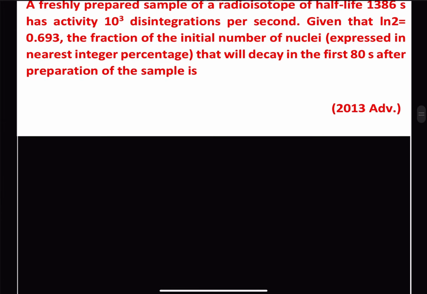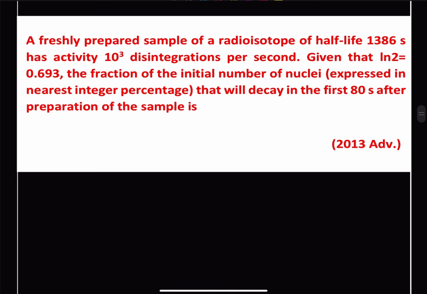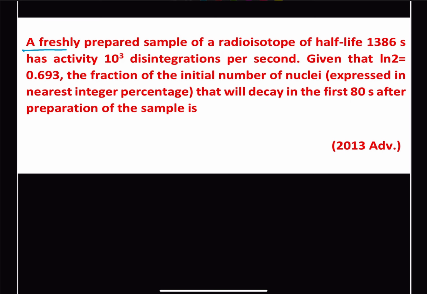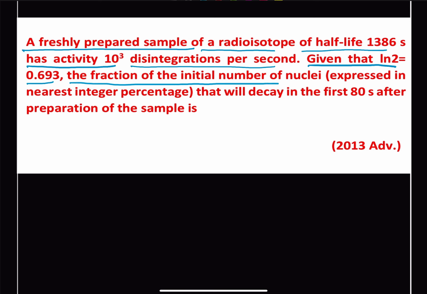Next question, it was asked in the 2013 Advanced, and it states that a freshly prepared sample of a radioisotope of half-life 1386 seconds has the activity of 10 to the power 3 disintegrations per second. Given that log of 2 is 0.69, the fraction of the initial number of nuclei, expressed in nearest integer percentage, that will decay in the first 80 seconds after the preparation of the sample is.